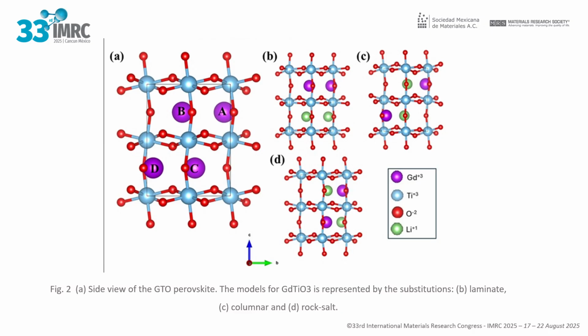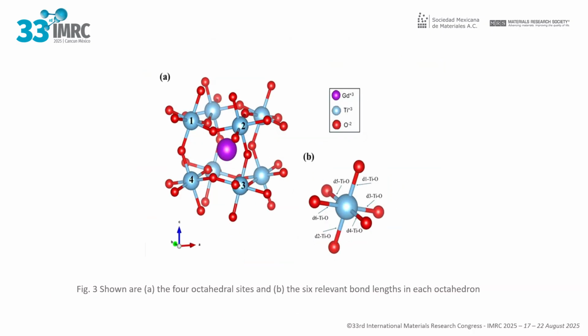As you can see here, Figure 2 shows the side view of the GTO perovskite and the three substitution models. Green spheres represent lithium atoms, while purple spheres represent gadolinium atoms. Now, moving on to Figure 3, here we can see the 4 octahedral sites and the 6 relevant bond lengths in each octahedron. This is key for quantifying the octahedral distortion caused by lithium substitution.